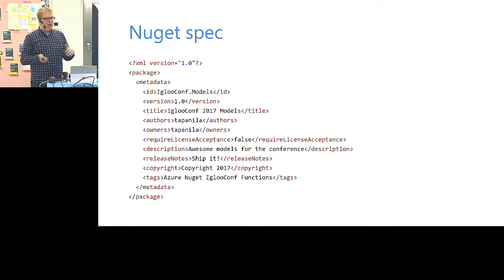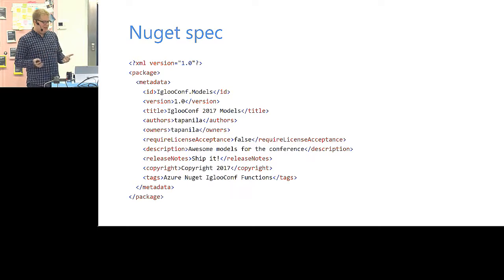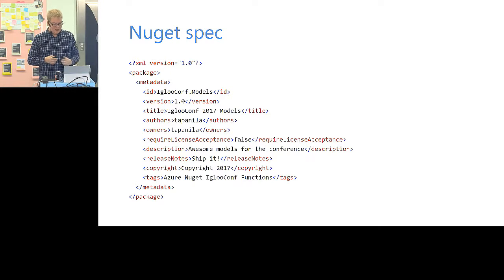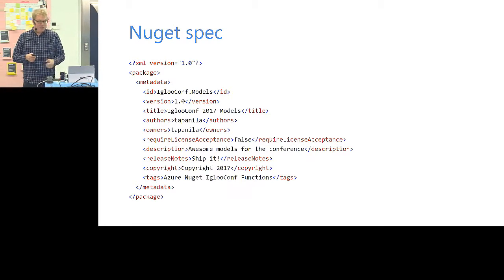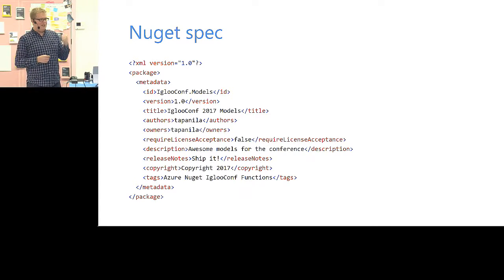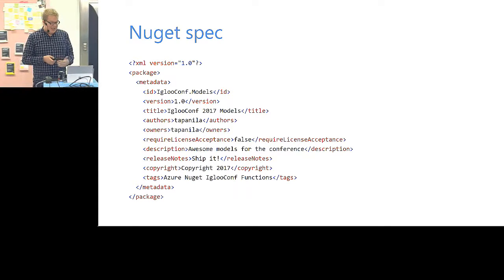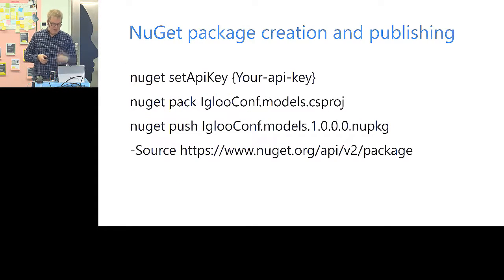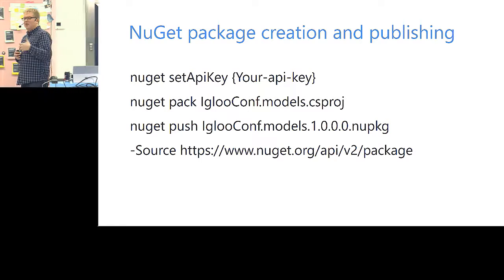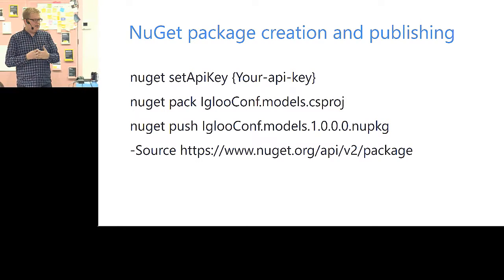Then you can describe your package so people understand when they find it. And this package is live, so you can see it. And then I have my nice release notes, which in this case is just "ship it". Nothing more, very, very simple. Then I can define tags and these kinds of things. So what is the real, like when you create the packages, what does it look like?